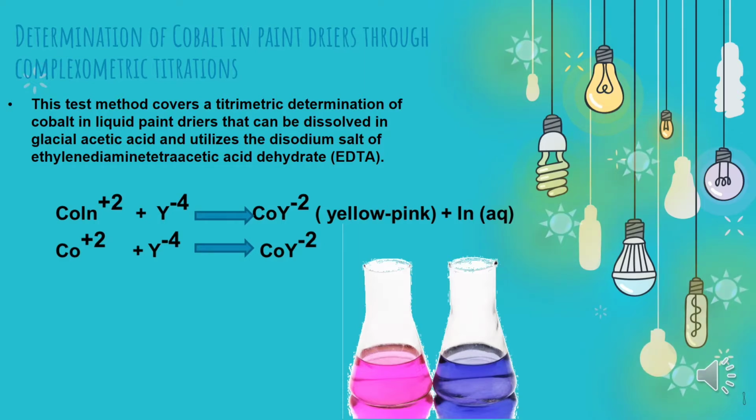Then comes a determination of cobalt in paint dryers through complexometric titration. Cobalt is the most important and most widely used dryer metal. It is an oxidation catalyst and acts as surface dryer, and its concentration can be determined by utilizing disodium salt of ethylene diamine tetraacetic acid dihydrate. And the first equation shows that the EDTA replaces the indicator from the cobalt indicator complex and forms its own complex with cobalt, which is yellow-pink in color.